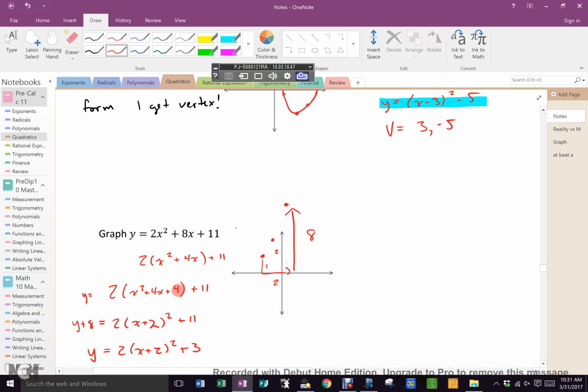Two times 4. When I completed the square here, I added 4 inside the brackets, but that 4 was doubled. So I added 8. Are you cool? Okay.